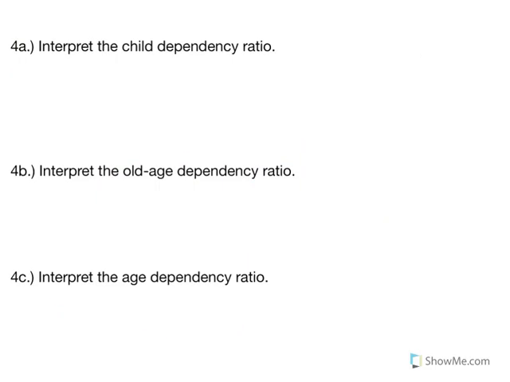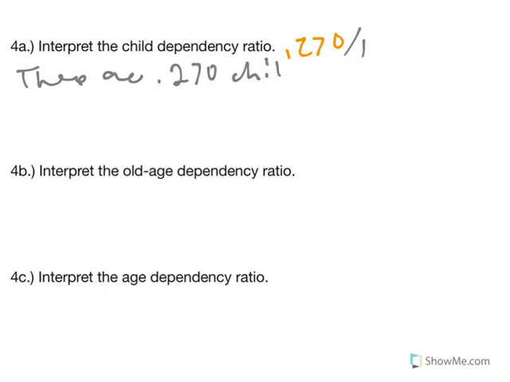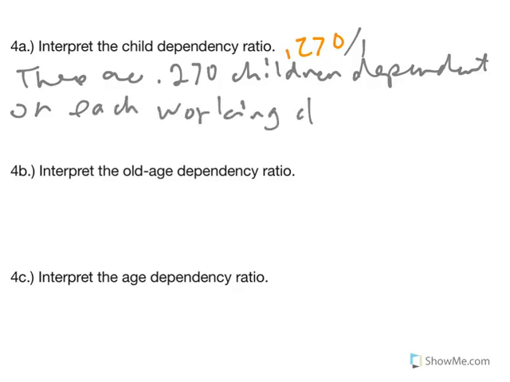Now we're going to do some interpretations. First, with the child dependency ratio. So remember, our child dependency ratio was 0.270. If we made that a fraction, we would put it over 1. So the child dependency ratio, there are 0.270 children dependent on each working class person. It's essentially what it means. So everybody who's part of the working class is supporting a little over a quarter of a child in terms of the financial aspect of the world.